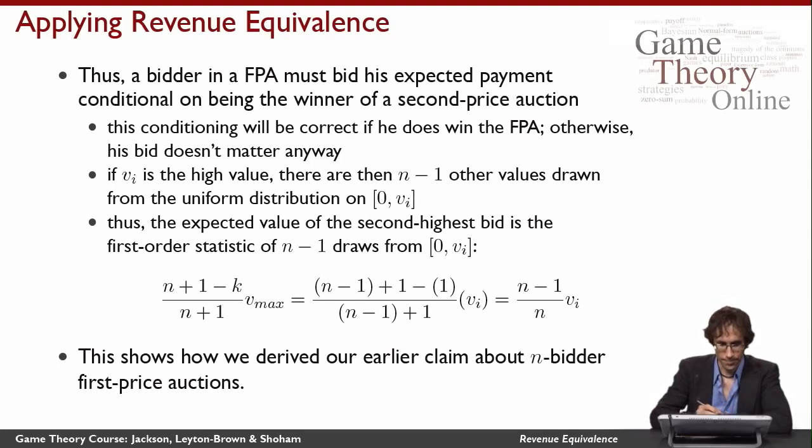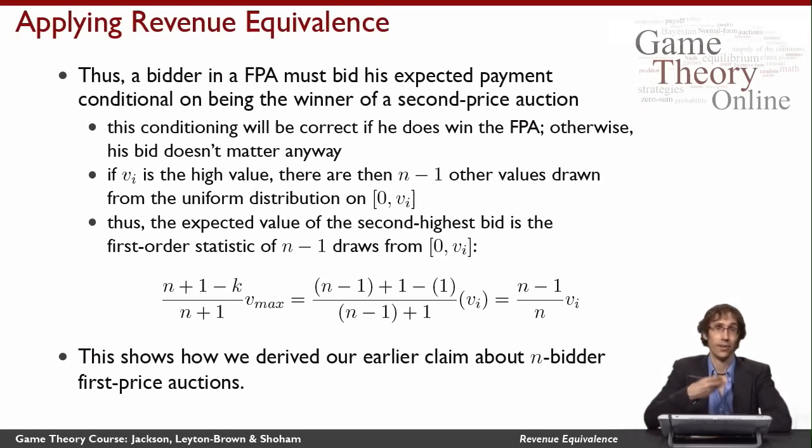And I can just substitute into the expression for the expected first order statistic of n minus 1 draws, substitute in n minus 1 into that expression and simplify, and what I get is this expression here. And that's something you've seen before, right? We claimed in the past that the symmetric equilibrium of a first price auction, with independent uniform valuations, is for all of the bidders to bid n minus 1 over n times their valuation.